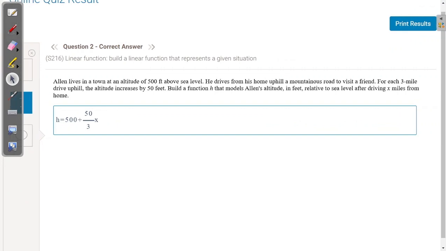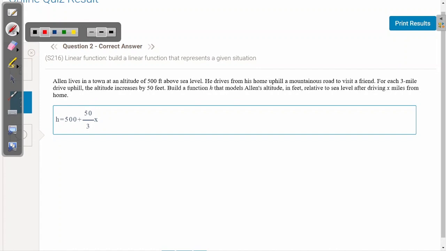Alan lives in a town at an altitude of 500 feet above sea level. He drives from his home uphill a mountainous road to visit a friend. For each 3-mile drive uphill, the altitude increases by 50 feet. Build a function h that models Alan's altitude in feet relative to sea level after driving x miles from home.